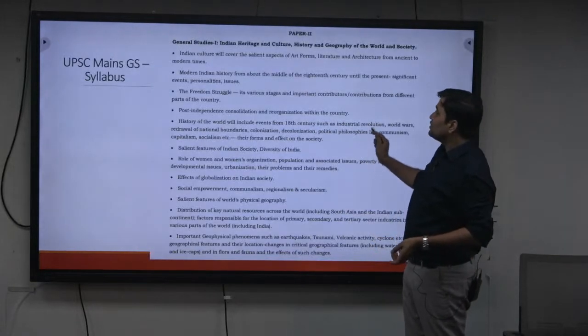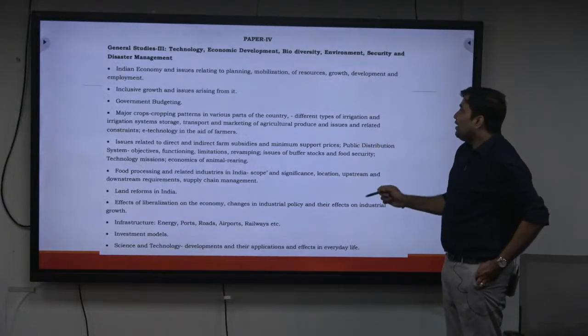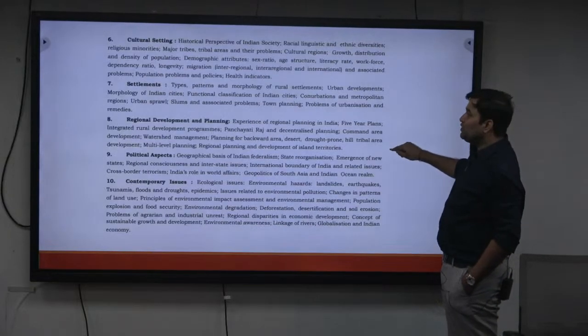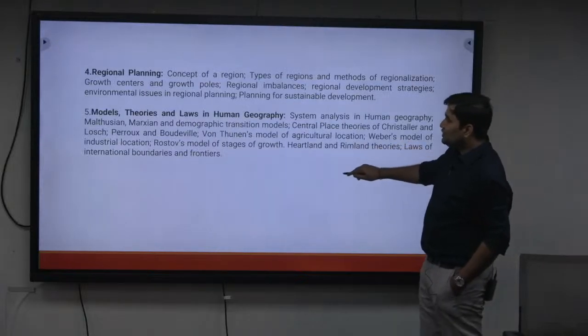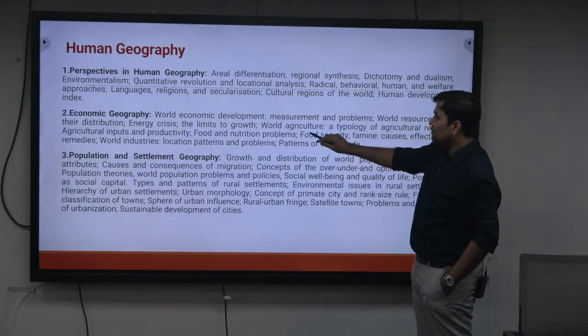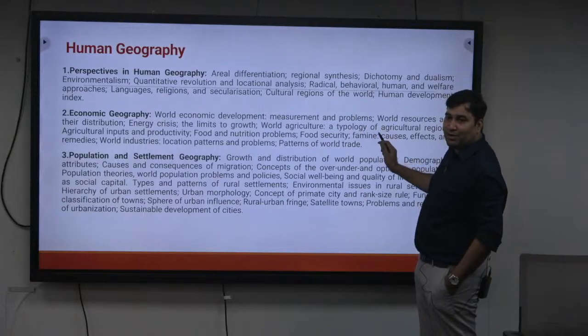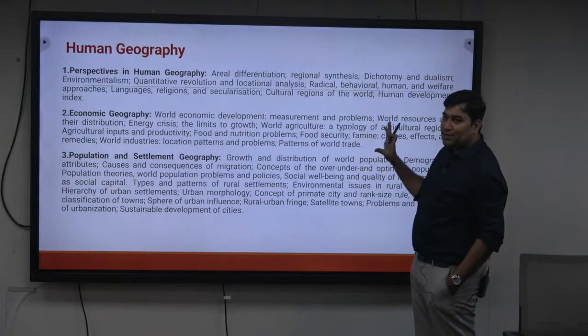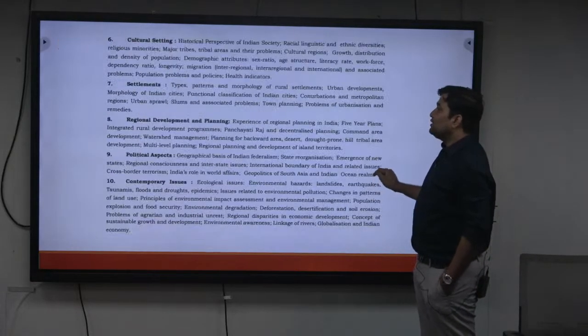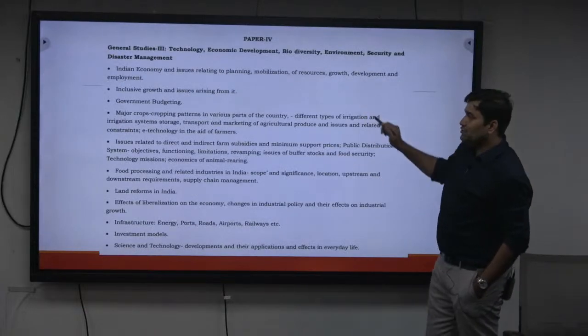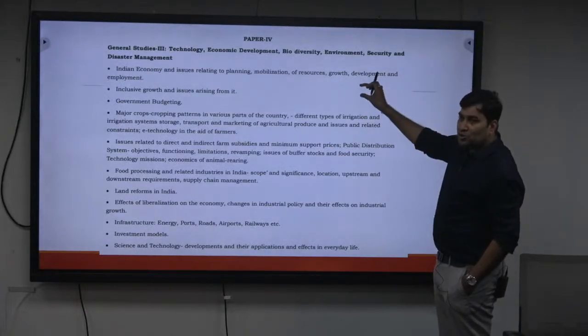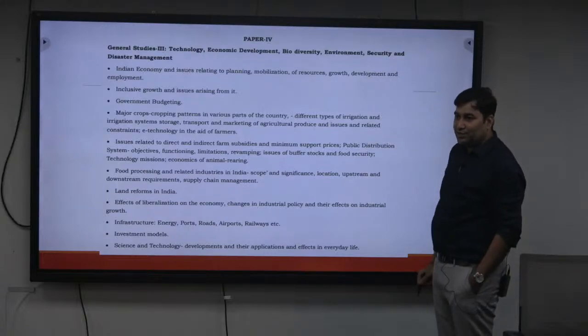Correct? After that you have growth and development. We have seen the world's major growth and development. Correct? If you see in economic geography, world economic development, measurement and problems. At this point, we have to study GDP, GNP, Human Development Index, and so on. The same thing we are going to study here also. So I mean that economic geography is also related to Indian geography.